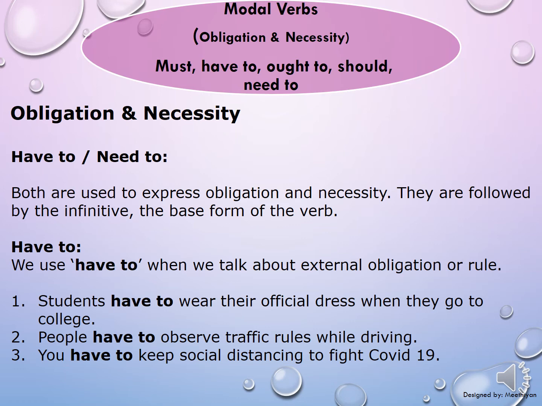The second example, people have to observe traffic rules while driving. You know that when you are driving, you will have to observe the speed limit, you will have to observe all the traffic rules, otherwise you will be issued a ticket. These are traffic rules made by the government or the Royal Oman Police. And the third example is you have to keep social distancing to fight COVID-19.